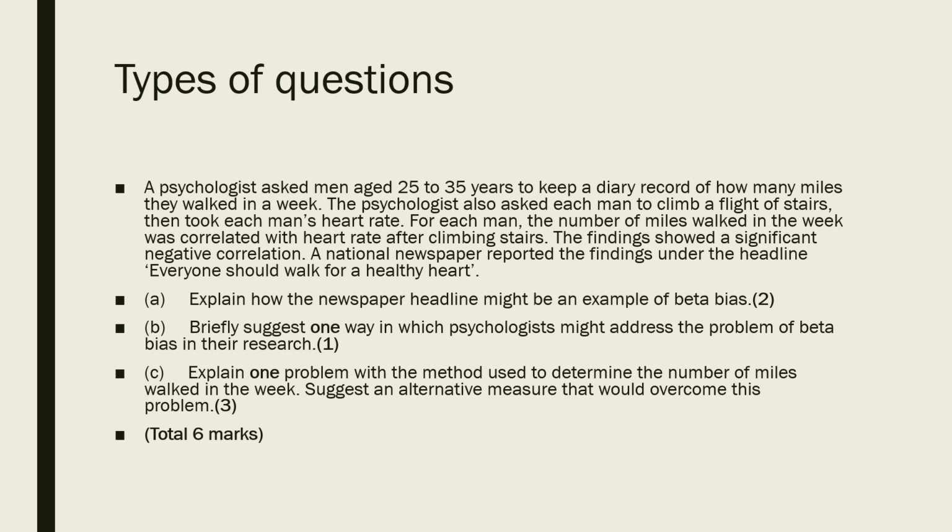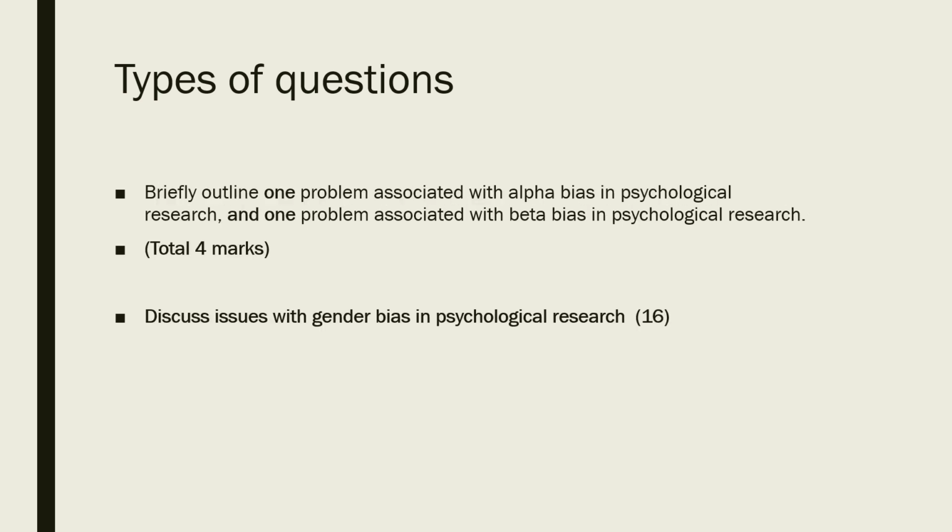And then there's an additional question, because as you all know, on paper 1, paper 2 and paper 3, there could be research methods questions. So this one suggests an alternative measure that would overcome the problem of the measure that's in the stimulus as well. So there's some research methods. You can't even escape it in issues and debates.